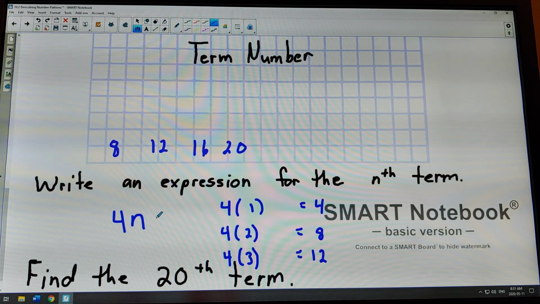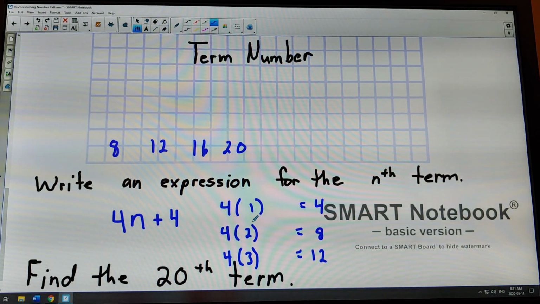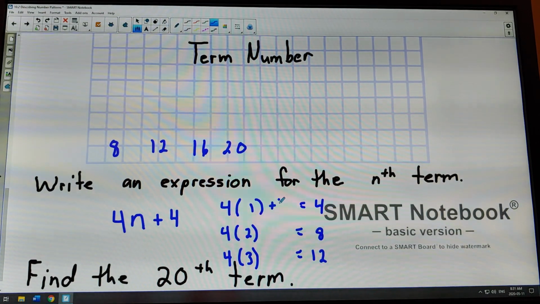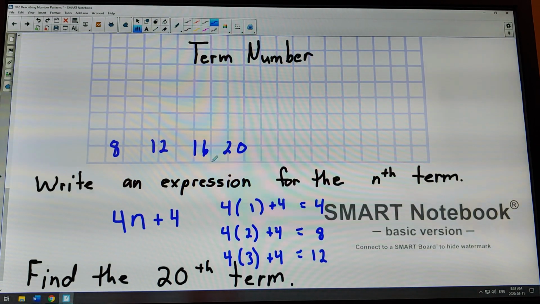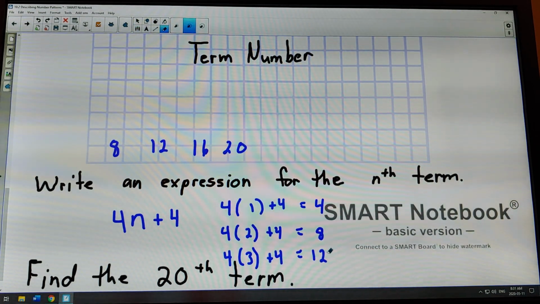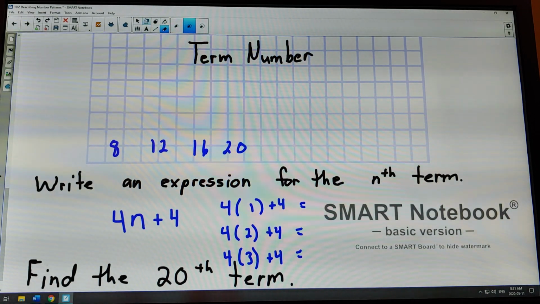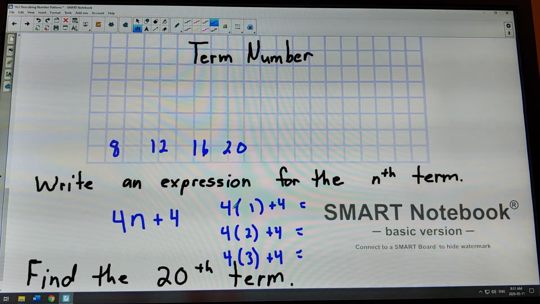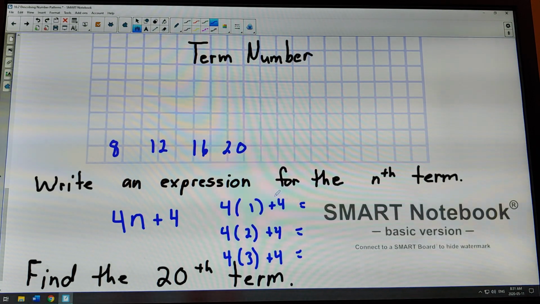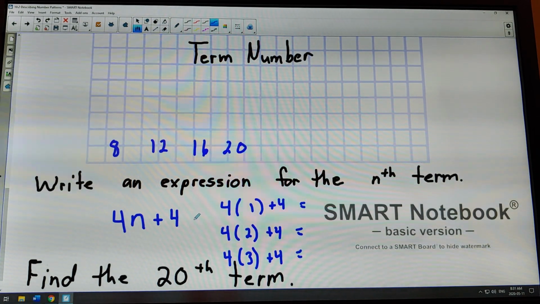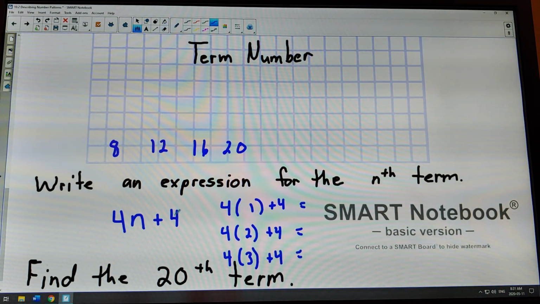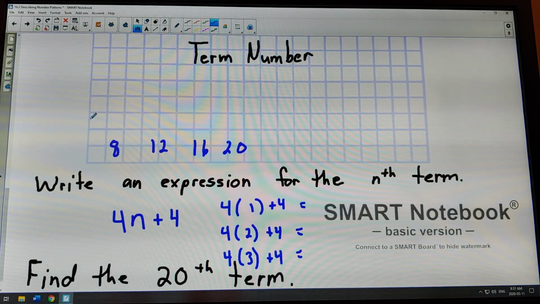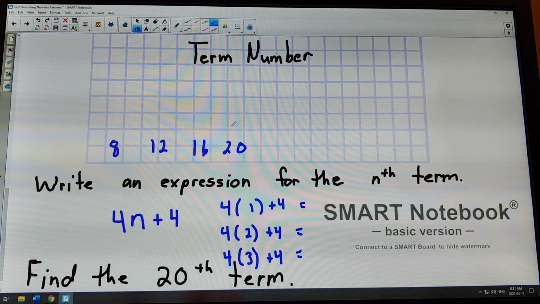Well, we need it bigger. By how much? By another 4. So let's just add 4 to it. So plus 4, plus 4, plus 4. And I'll get rid of these because we don't need them anymore. Okay, so let's try this as our nth term, 4n plus 4. Again, an nth term, an algebraic expression that will produce the values that you need.